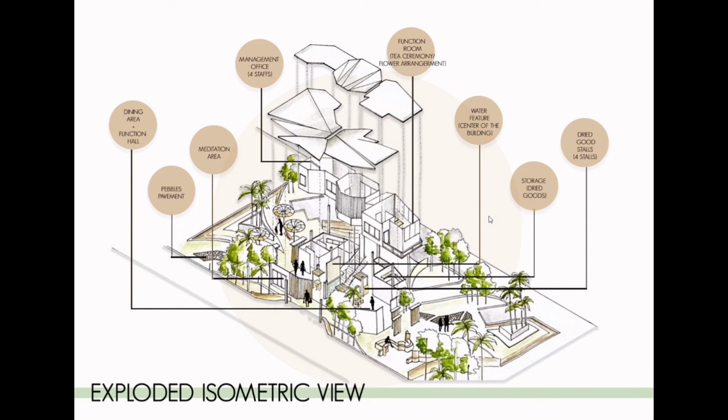This is the exploded isometric view. For this area, this is dining area and a function hall, and this is a meditation area, and this is a pebbles pavement for users to walk around for healthy purposes. And this is the management office for 4 staffs, and this is a function room for tea ceremony and flower arrangement. There's sittings inside. This is the water feature. It's located in the center of the building. And this is storage for 4 dried goods vendors. And this is actually the stalls for the dried goods.